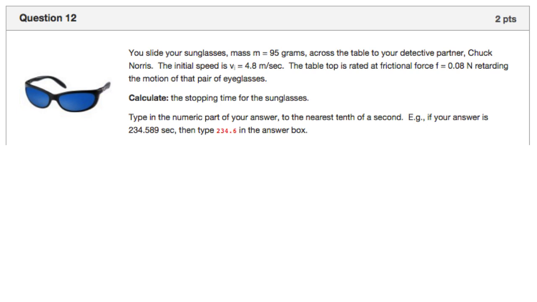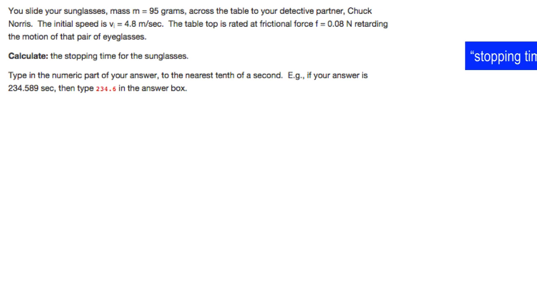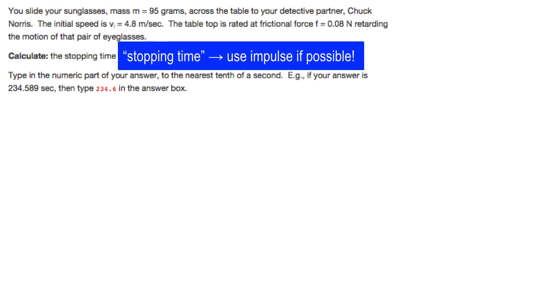Okay, here we go. What we're going to do is go through this particular problem, this instance of the stopping time. And let's just point that out first. First thing to do is look at your task. Is it stopping time or stopping distance? Because the nature of the task indicates which formula you probably want to use. And so for this one, we probably want to use impulse.